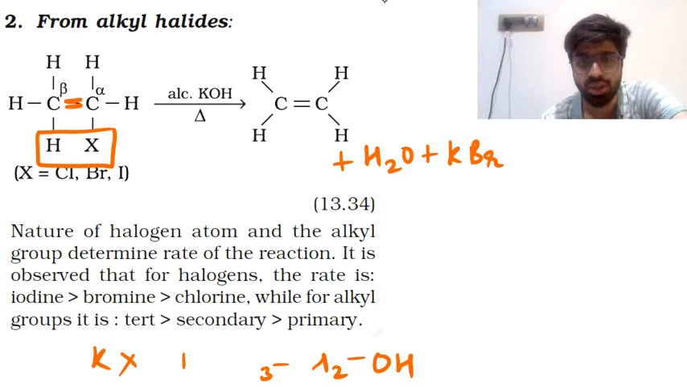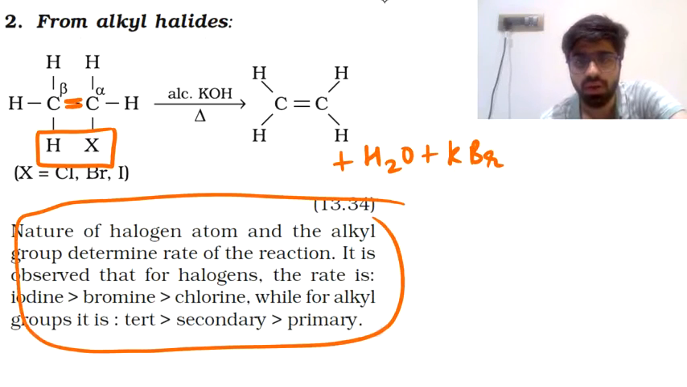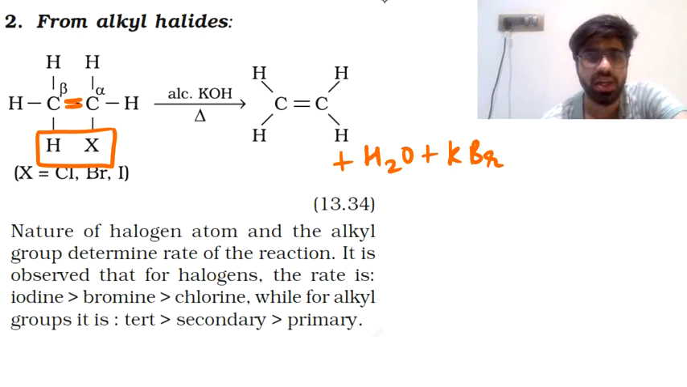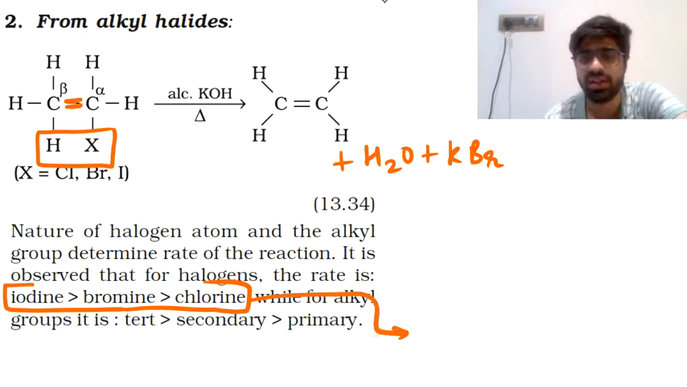Let's read what they've mentioned in this extract here. The nature of halogen atom and the alkyl group are going to determine the rate of reaction. It so happens that this particular dehydrohalogenation reaction is the quickest with iodine, a little slower with bromine, and the slowest with chlorine. Now you can explain it in different ways.